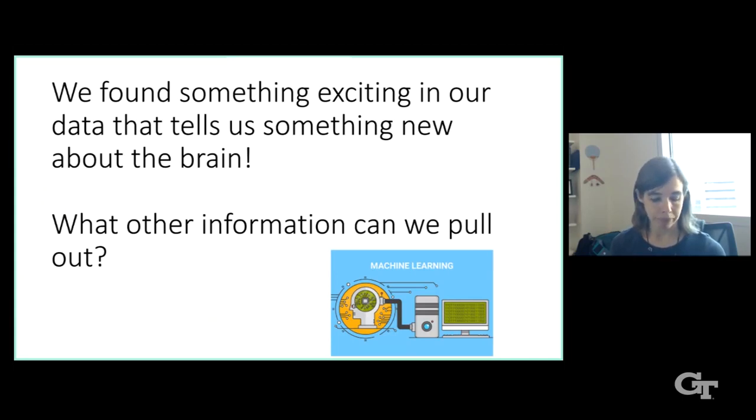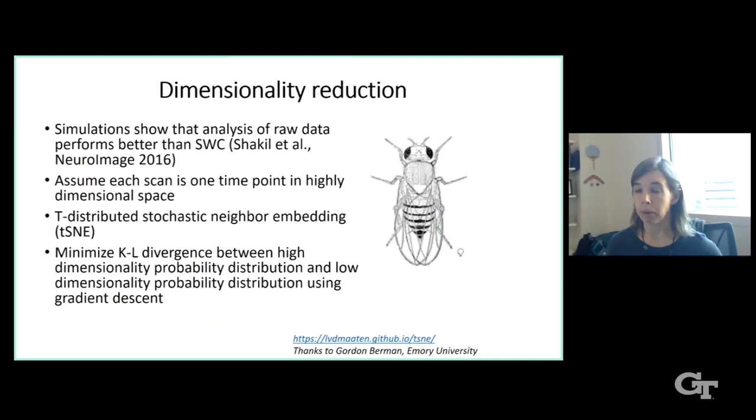So we started out with the simplest approach we could think of, which takes these resting state fMRI scans and looks at each data point as a single time point in a high dimensional space, where the dimensionality is defined basically by the signal in each ROI at that time. And then we did this reduction algorithm, t-SNE, that takes that high dimensional space and uses gradient descent to minimize the divergence between that space and a two-dimensional representation of it. I've got a fruit fly on here because Gordon Berman gave us this idea with his awesome work on fly behavior.